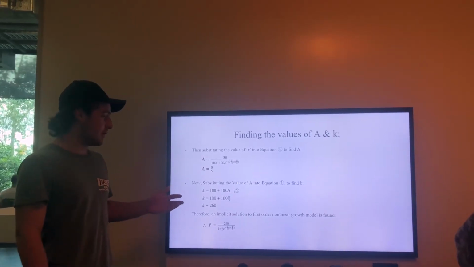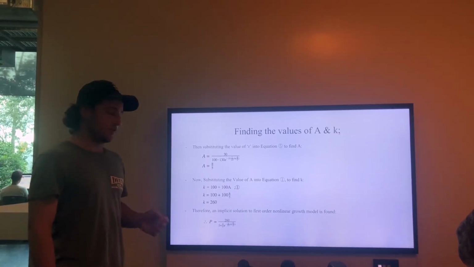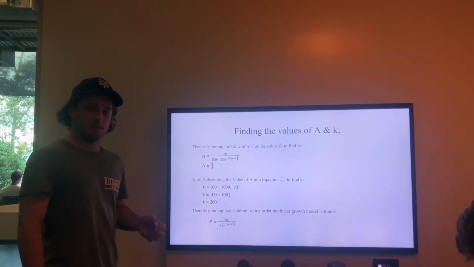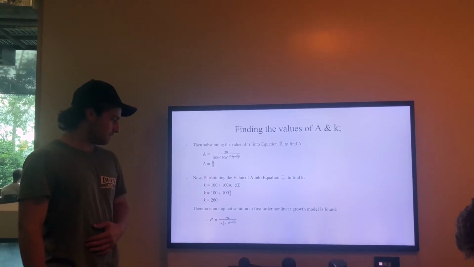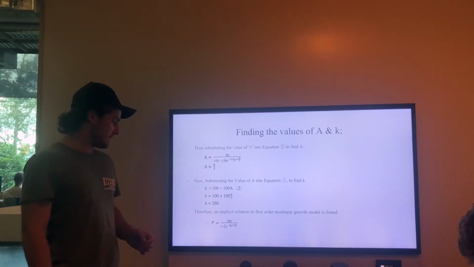We can now substitute the value of a into equation 1 to find K, such that K is equal to 100 plus 100 multiplied by a. This is given as equation 1. Therefore, we compute K is equal to 260.